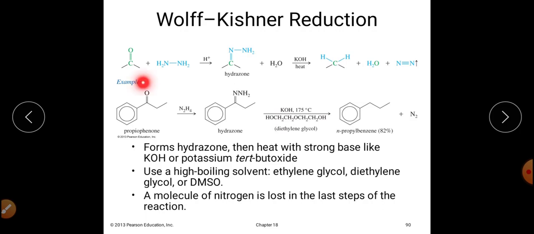So this is the overall reaction: this particular ketone first of all reacts with hydrazine, and after this it will form the hydrazone, and this hydrazone on reaction with base will get converted into CH2, that is hydrocarbon, with elimination of N2 being a better leaving group.